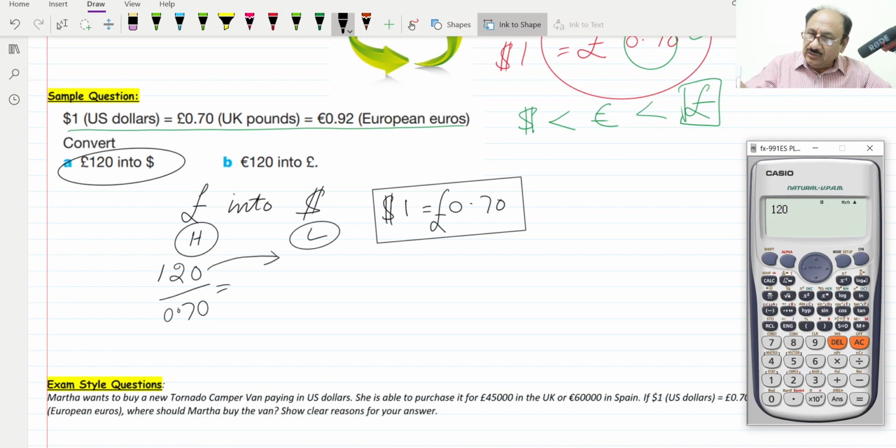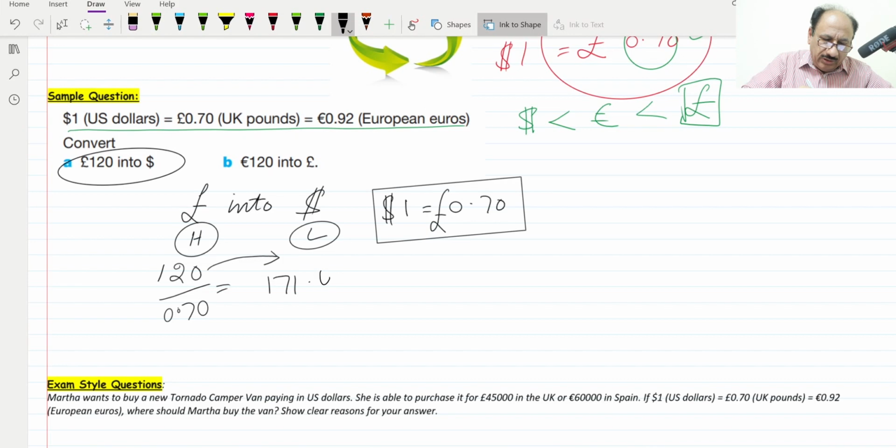120 divided by 0.70, and this will give us 171.428. So I will write 171.43, this will be our answer. You can check from here, 120 is converted to 171.43, which is higher value.